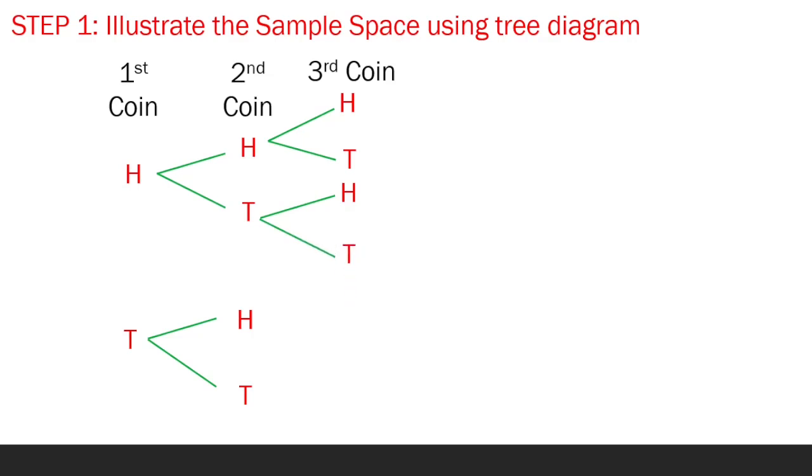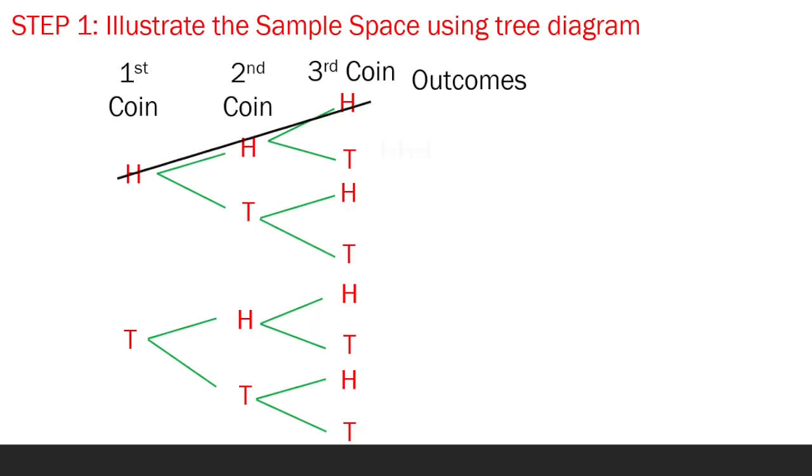Now, continuing the process, first coin tail, second head, and then head again. So, tail, head, tail, tail, tail, head, and then we have tail, tail, and tail. Okay? Now, let's combine the outcomes. The first coin is heads, the second coin is heads, the third coin is heads. So, we have 3 heads as our first outcome. Second outcome, first coin is head, second coin is head, the third coin is tail. So, we have 2 heads and a tail. Second outcome.